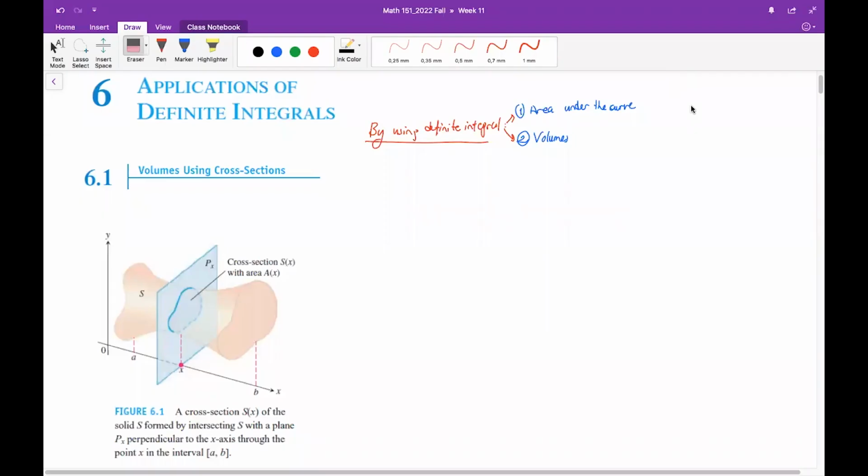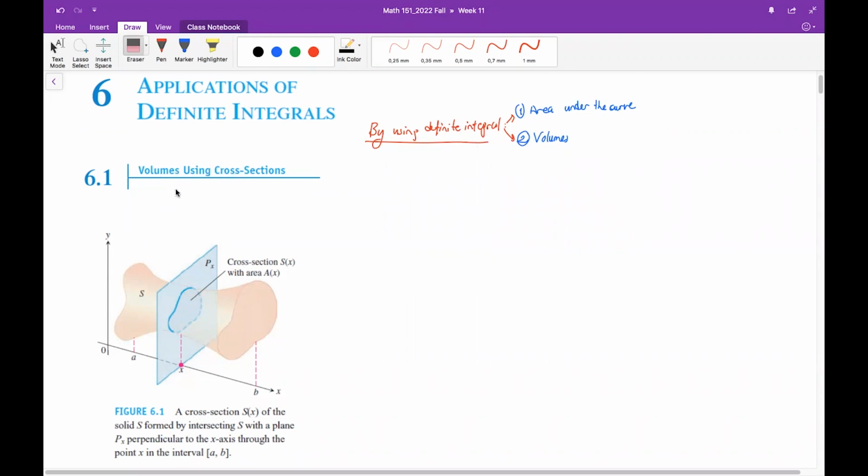This is lecture video 38, and in this video we start chapter 6 titled Applications of Definite Integrals. As we remember, we covered in the previous chapter how to use definite integrals to find the areas under the curve or areas between two curves. And in this chapter, we extend the application of the definite integrals to finding volumes. We will be computing volumes by using definite integral in this chapter.